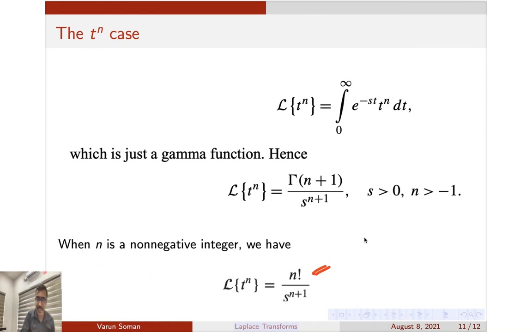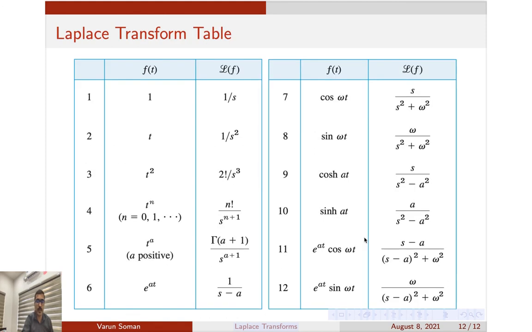So with this, we have finally constructed our table. I have written the table on the next page. Let us look at the table now. This is the table which you should know by heart. You should know the transform of 1. If you don't know, you can easily find it out. It is 1 by s. The transform of t, using the formula n factorial by s raised to n plus 1, is 1 by s square.